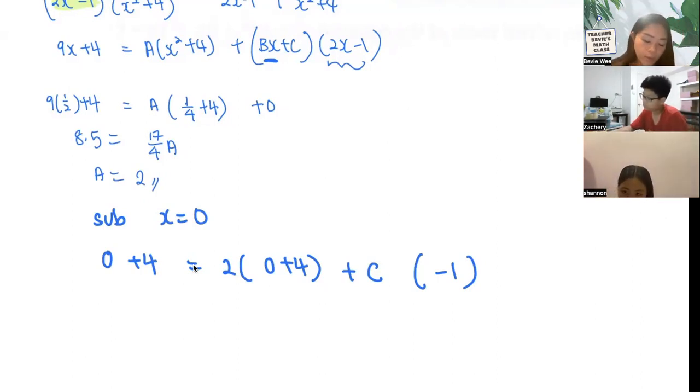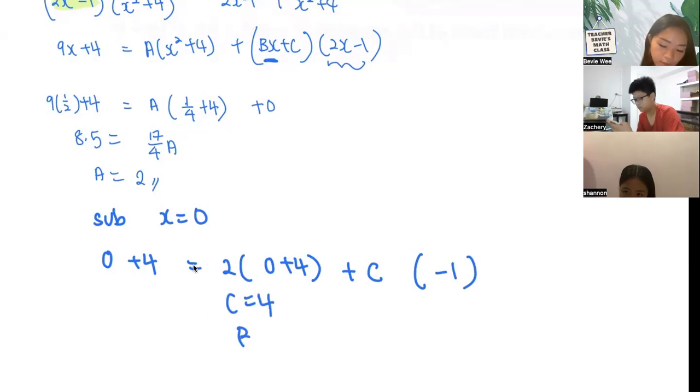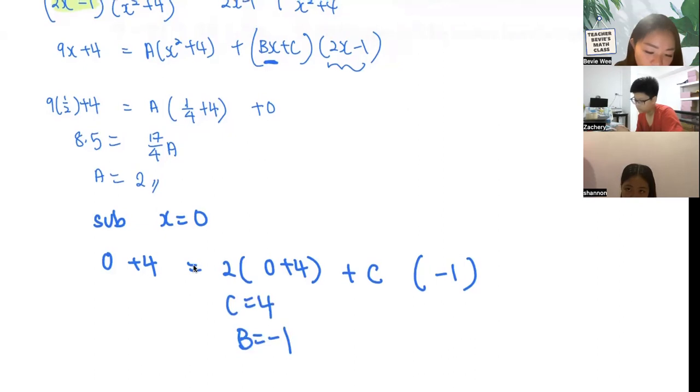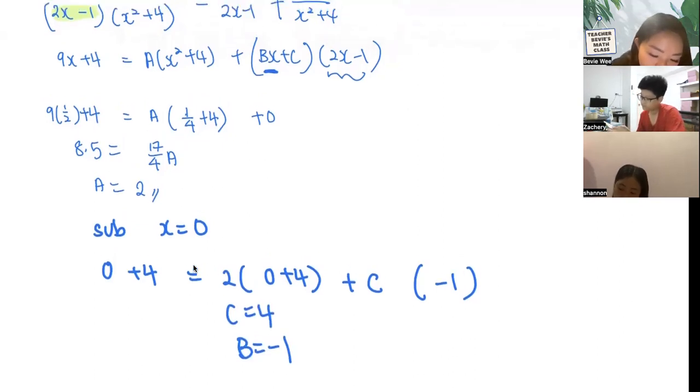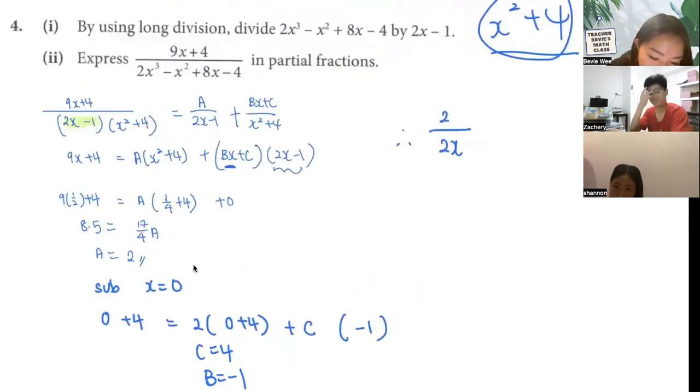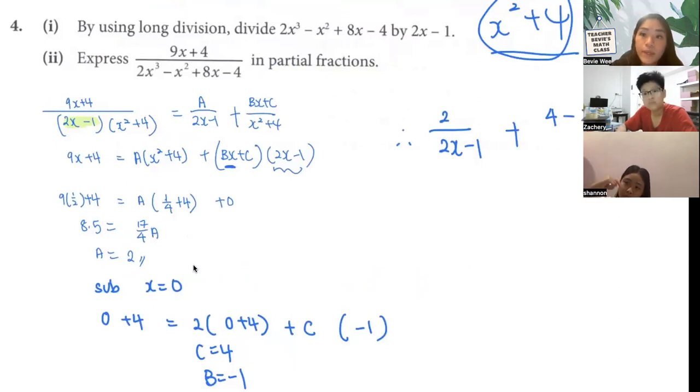So now we have our A, B, C. C is 4, B is negative 1. Shannon, you got that? Okay, then don't just leave it like that, because you have to plug it back in. So therefore, it's 2 over 2x minus 1 plus, if you are not very comfortable with negative 1 coming first and C is a positive number, what we can do is swap it around like this. Because sometimes you get confused. Do I change the sign? Do I not change the sign? Do I just leave it like this? We don't know. Then we let the positive come first.